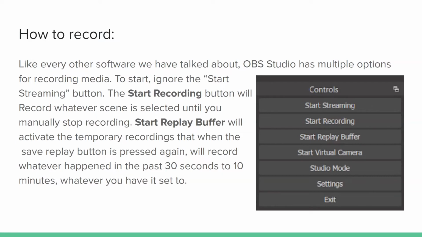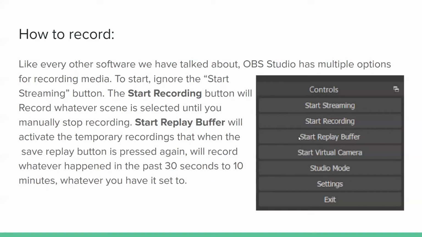It'll record whatever scene you have selected, so whichever one you have on, like your display capture or your window capture. It'll only record that one until you stop the recording again. The one below that is the replay buffer, which is very similar to the replay one on the Xbox Game Bar. If you have that activated, it'll record whatever happened in the past, I believe it's 30 seconds to 10 minutes. And there's a little save button beside that to save that recording.